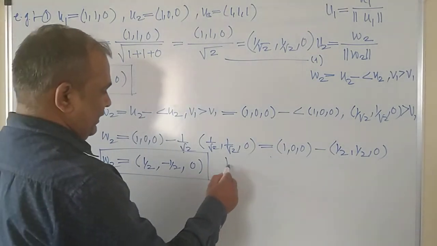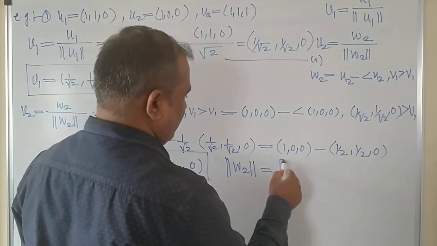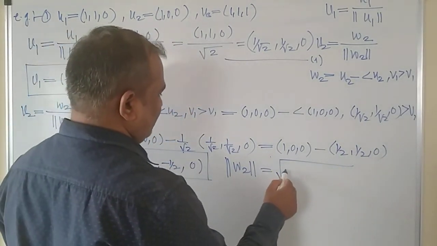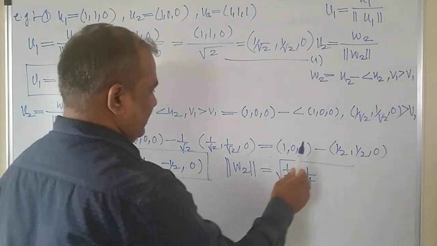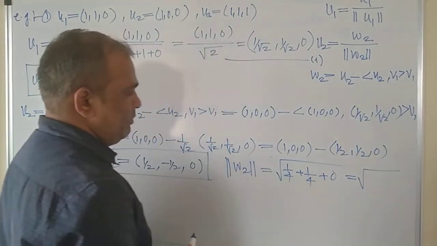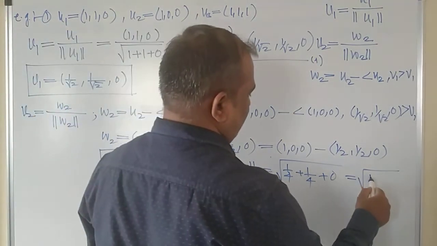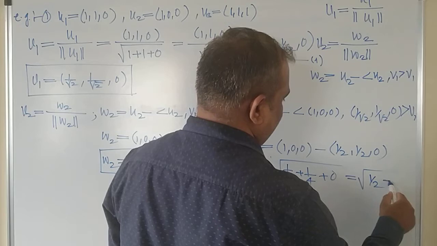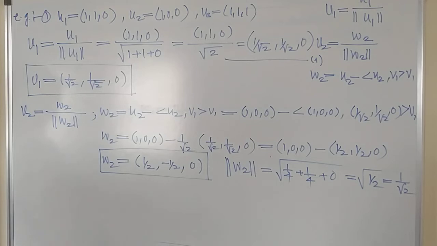Now take the norm of this vector. The norm of w2 is the square root of the squares of these components. Half squared is 1 by 4, minus half squared is plus 1 by 4, and 0 is 0. So this gives the square root of 1 by 4 plus 1 by 4, which is 2 by 4, which is a half. So the square root of half is the norm, or you can write this as 1 by root 2, the norm of w2.